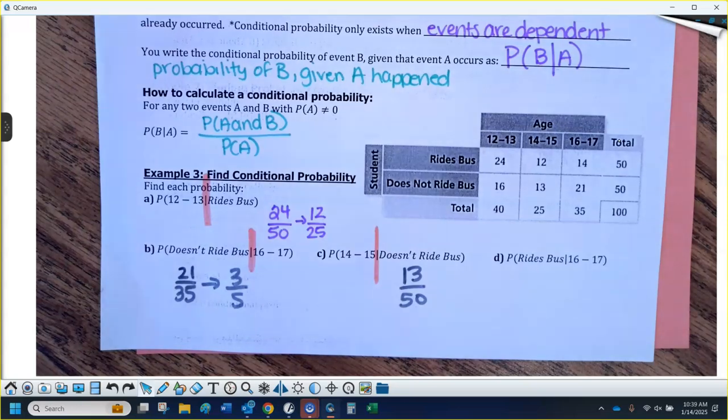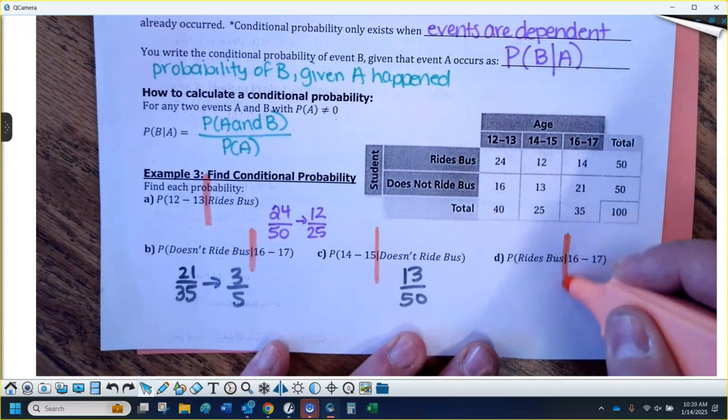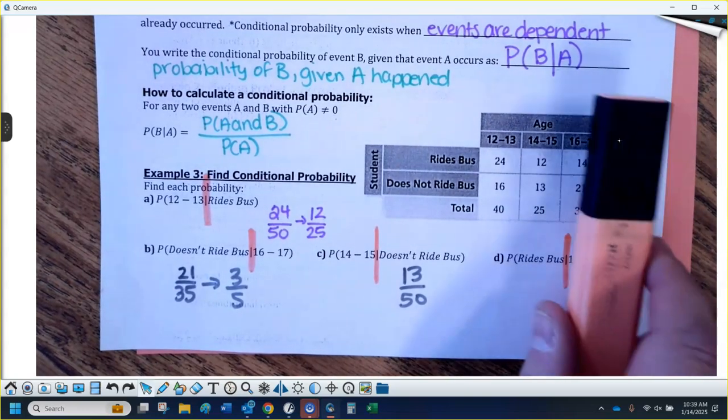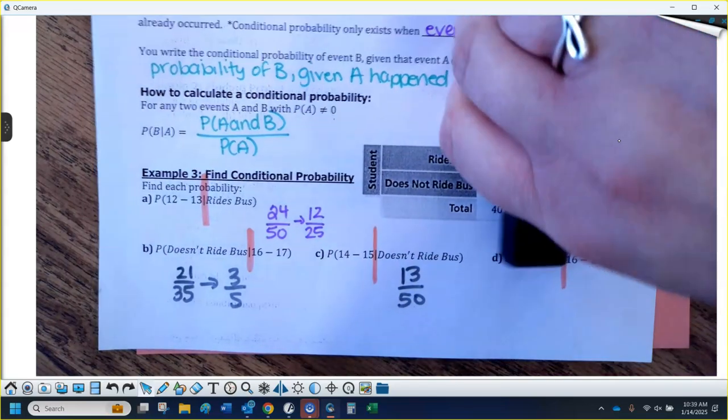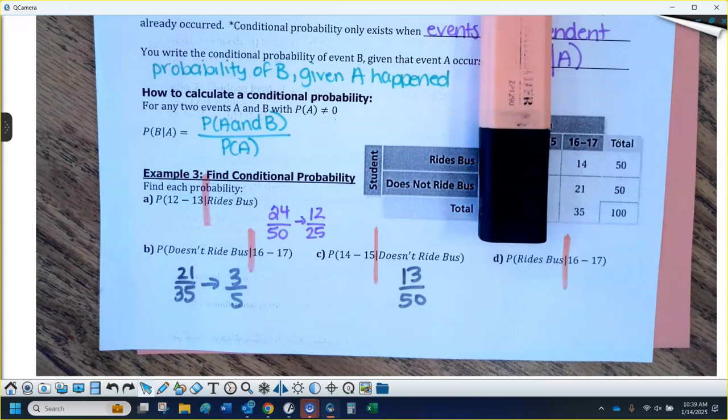And then I got one more for you guys here. See if you can do this one. So given that you're in the 16 to 17 age range, and I just used my marker to cover up the rest of the question there. What is the probability that I rode the bus? What would you put as your fraction for that last one?